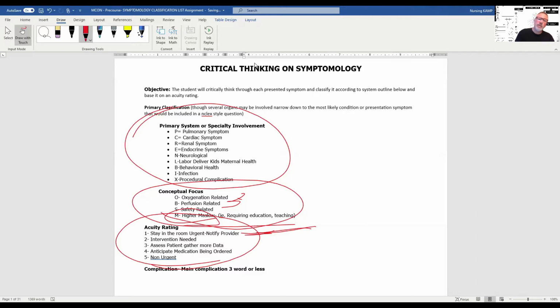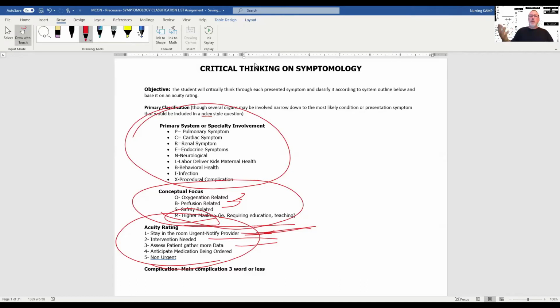So number 2 is intervention needed, and number 3 is assess the patient, gather more data. Okay, so what does that mean? Well, if somebody has abdominal pain, would you assess to find out what's going on with that abdominal pain, or would you just do an intervention? For example, an intervention might be medicating with pain medication. If the patient is presenting with abdominal pain and you say, I'll just medicate him with morphine, it doesn't make any sense.